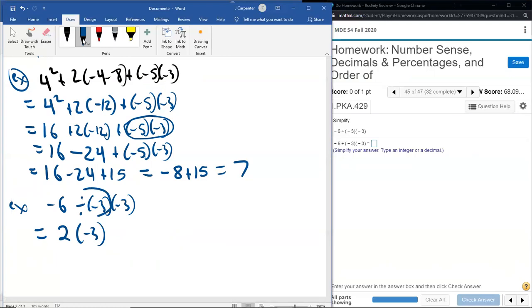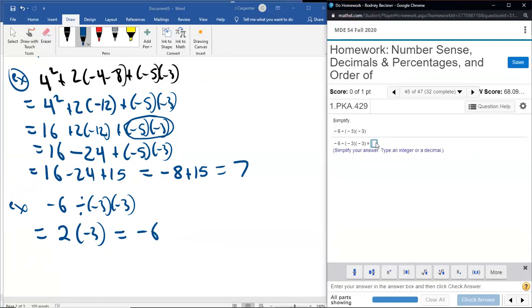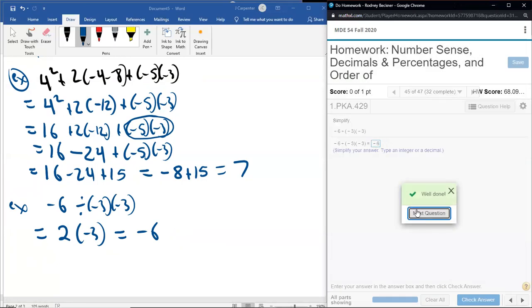So again, what I have done so far was this. That -6 divided by -3 gave us the 2. I just brought the -3 down. Now that's 2 times -3, which is negative 6. Cool.